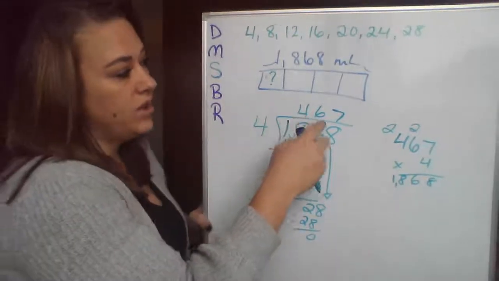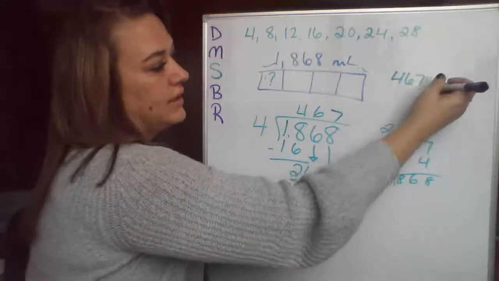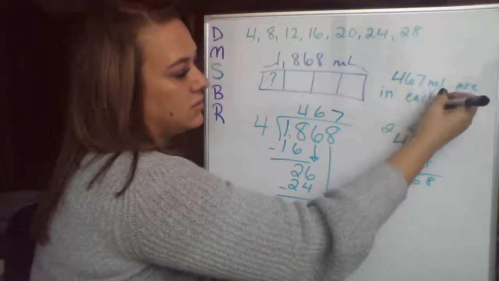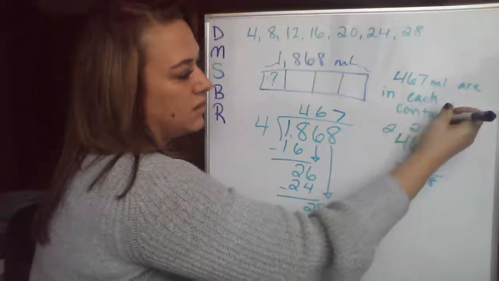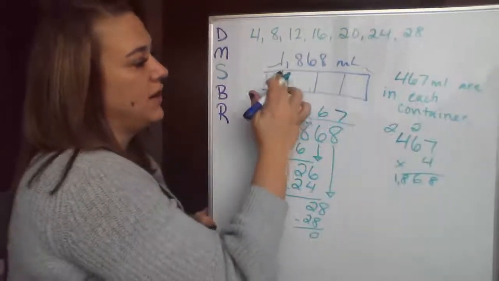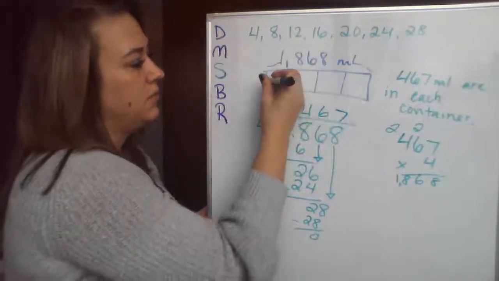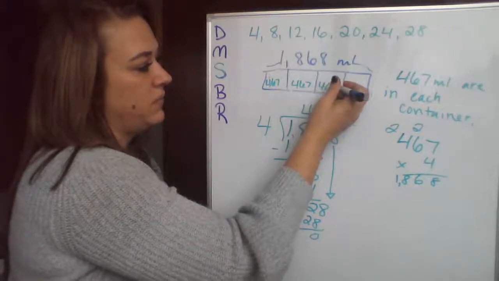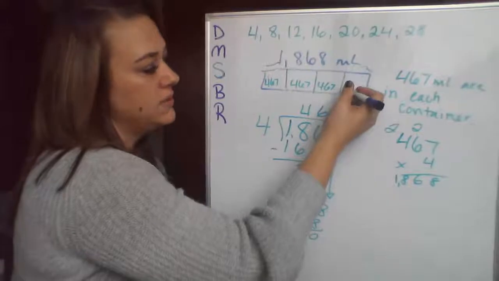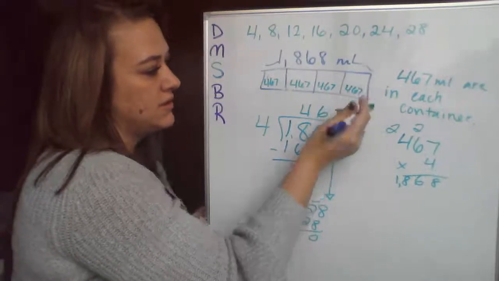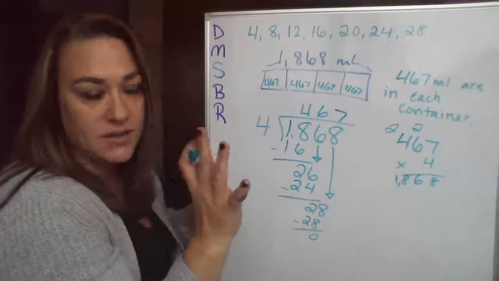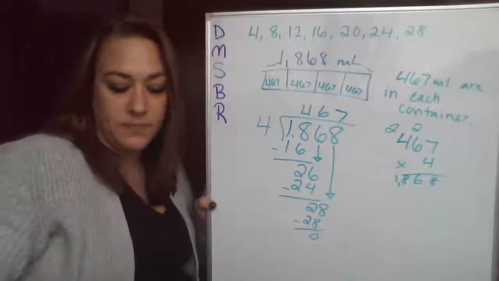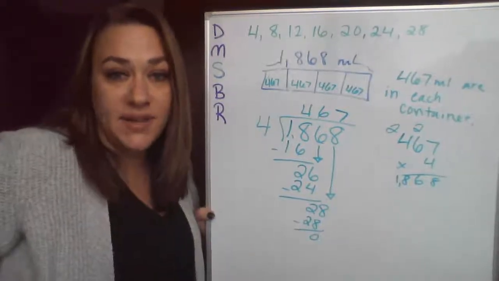We would say 467 milliliters are in each container. And we can come back to our tape diagram and say, well, each of these we now know will be equal to 467, to give you that visual of what we did. We took our total and we broke it into 4 groups because that's what division is. We're breaking it apart. Multiplication, you're making multiple groups together. Okay? All right, let's do another one.